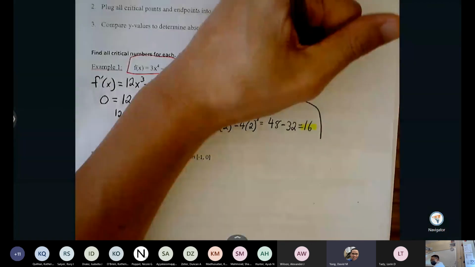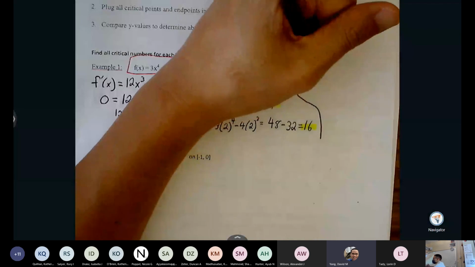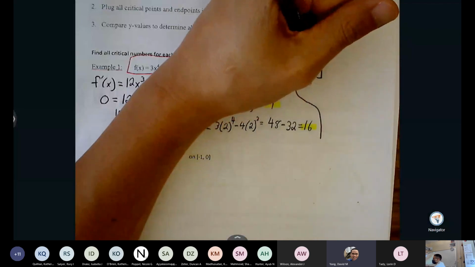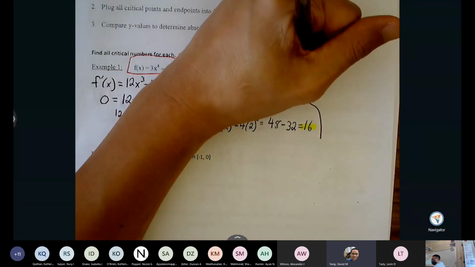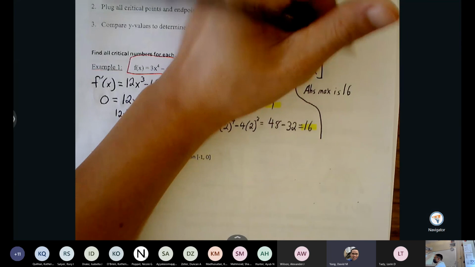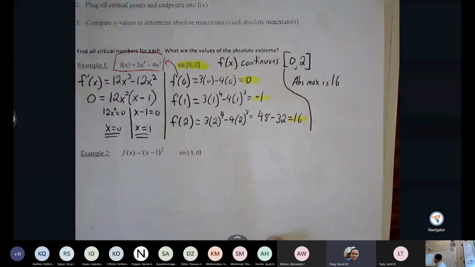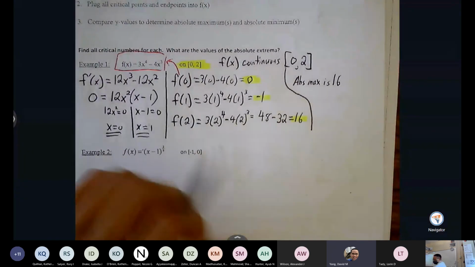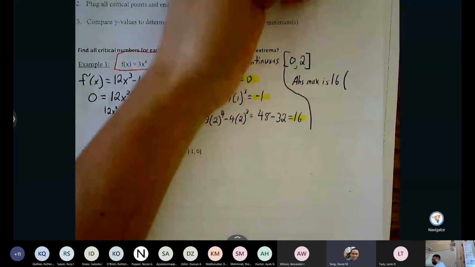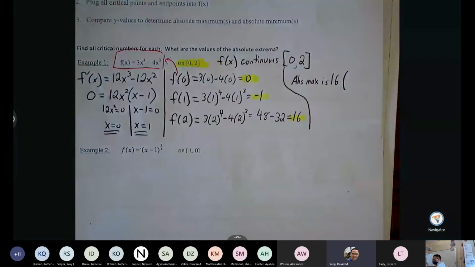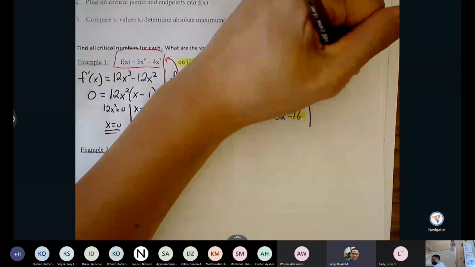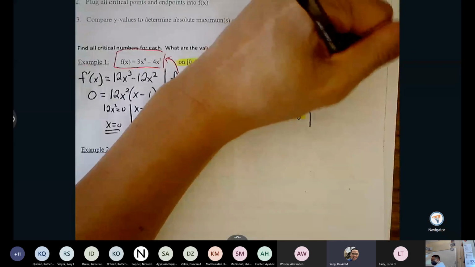16. So we're going to write it out this way to help us remember the emphasis is at the y value. So we're going to write this. Absolute max is 16. Less important is the x values, but we're still going to include it. But if we write it this way, we can remember that it's really the 16 that we're concerned about. But it's nice to have the location as well.